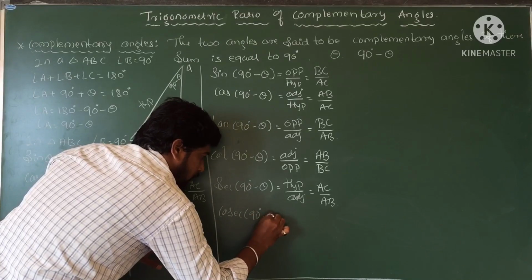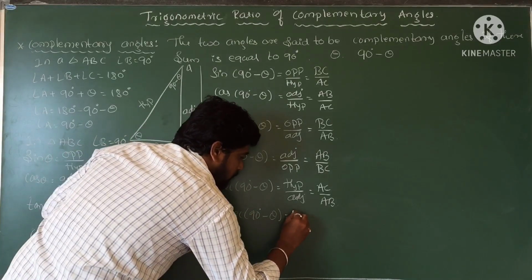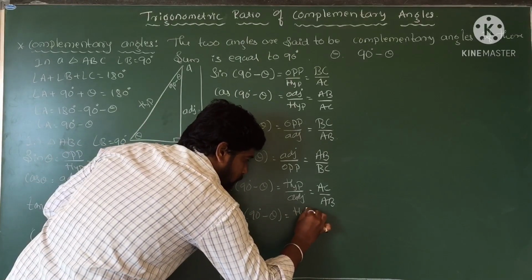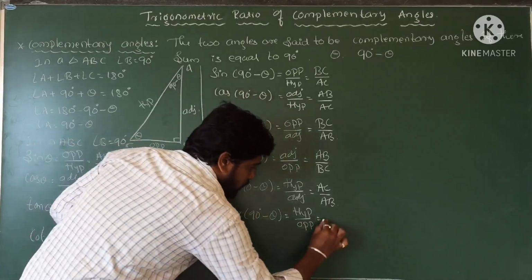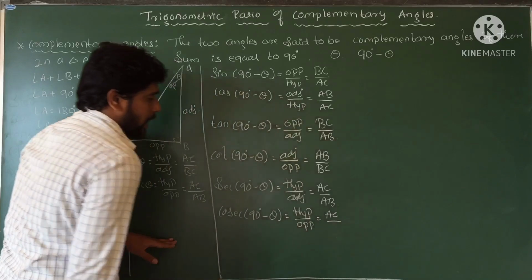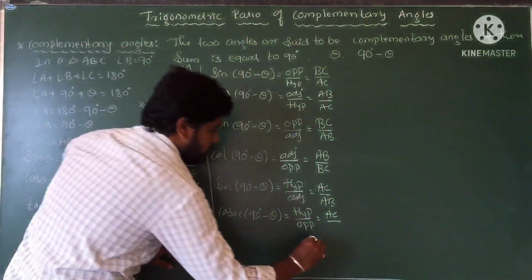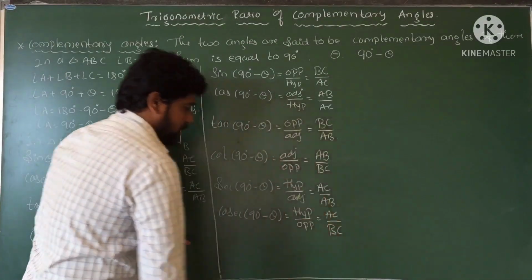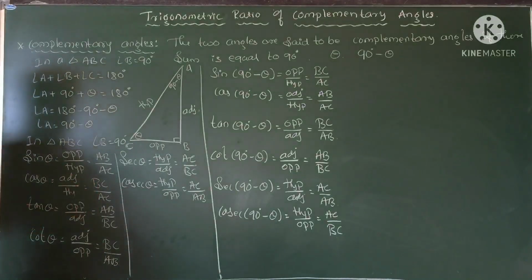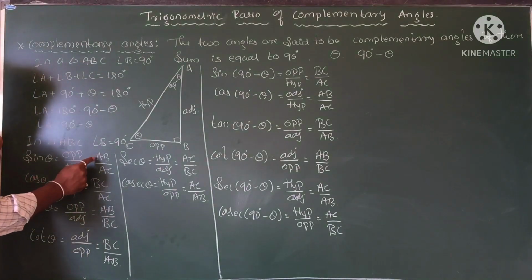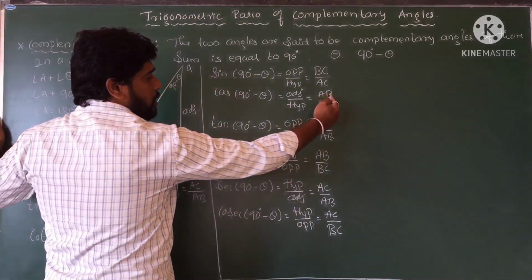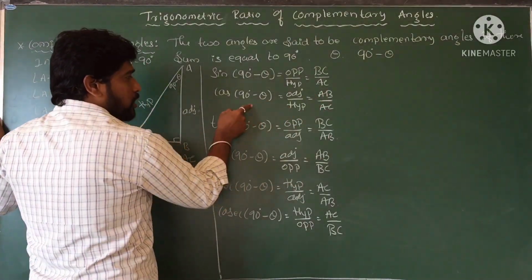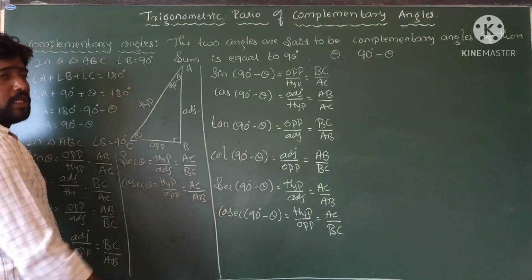Next, cosec 90 minus theta. It is hypotenuse divided by opposite. So hypotenuse is AC divided by opposite, opposite is BC. Right? So observe here, sin theta is equal to AB by AC. See here also AB by AC is equal to cos 90 minus theta.